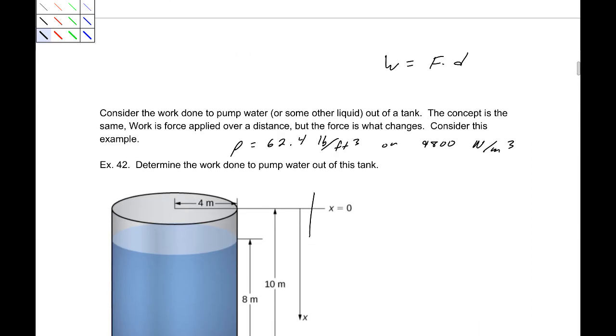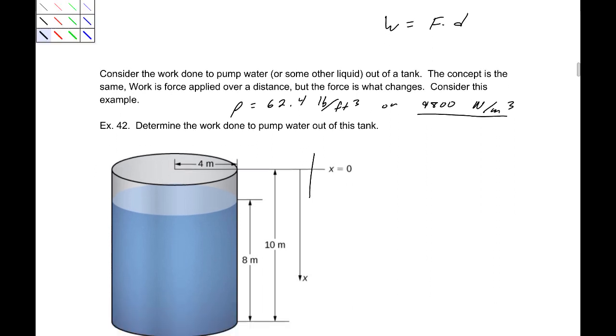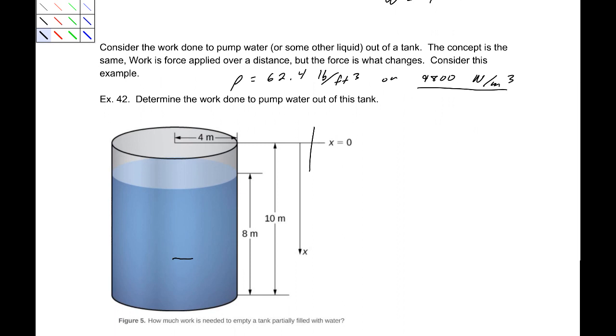Okay, so if we need the weight density for water, which we will, it's one of those two depending on what system we're using. If you're looking at this one, notice that we have meters everywhere. So we are going to use joules for our work, and we are going to use 9,800 for our weight density. Looking at this tank, what is the weight of one single slice of that water? Because this is a cylindrical tank, I would use the function pi r squared.